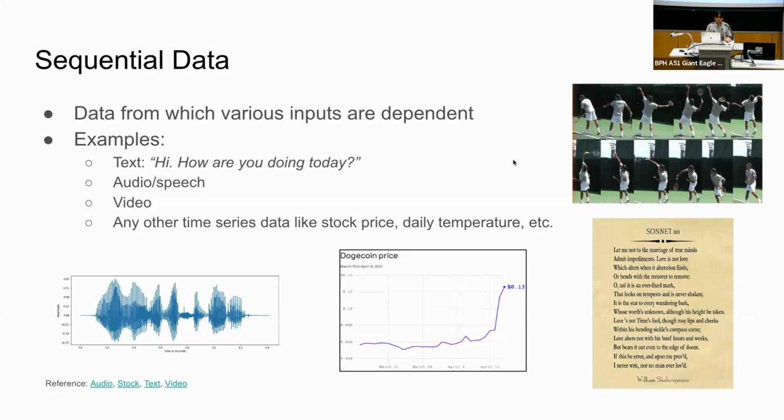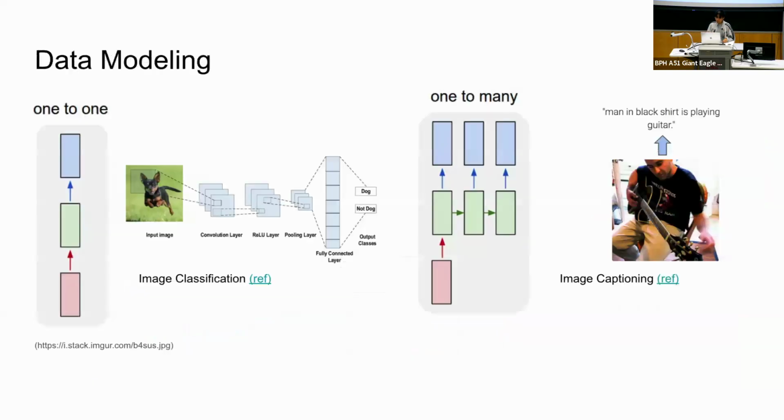Some examples of sequential data are text, where for instance, if I say the word hi right now, whatever I say next is somehow dependent on what I said before. There are also examples of audio and speech, and then you have video, which, even though it's multimodal, is still temporal, because even though you're seeing images and audio, what you see now is dependent on what you've seen before. And any other time series data, like stock price, daily temperature, and so on.